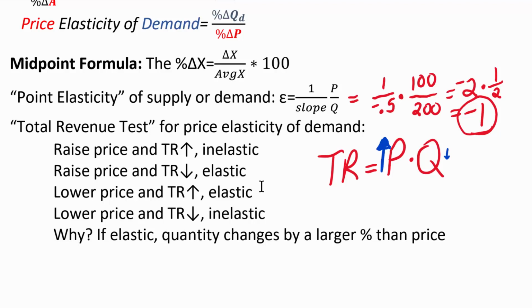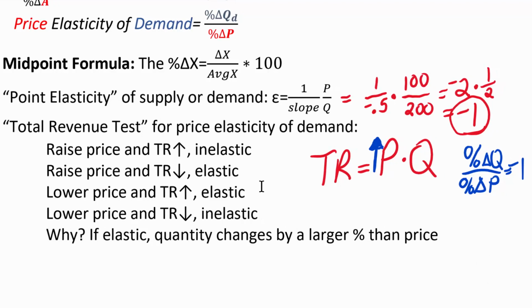But unit elastic means that the percent change in quantity divided by the percent change in price is equal to -1. That's telling us that the percent change in quantity and the percent change in price are the same amount. So you can raise your price, say, 10% per unit, and you're going to sell 10% fewer units. When you multiply those two numbers, the changes will basically, more or less, cancel each other out.